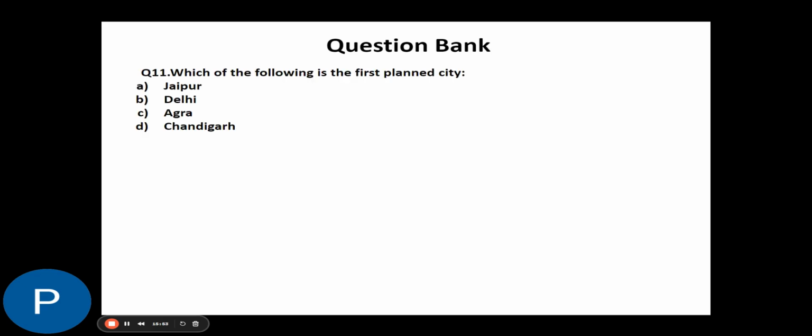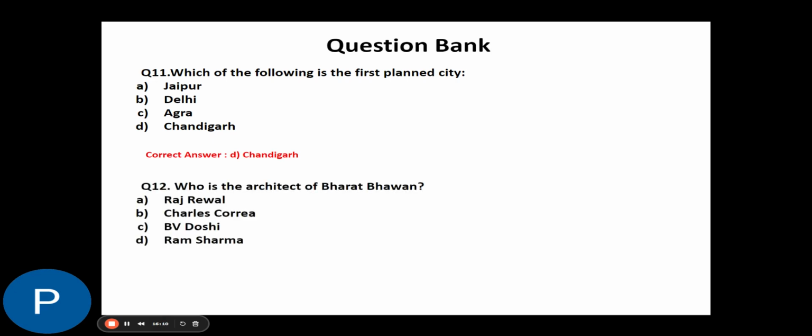Now coming to the questions. Which of the following is the first planned city? The answer for this is Chandigarh. Basically, it is the first planned city in the post-independence era. Then, who is the architect of the Bharat Bhavan? The architect for the Bharat Bhavan is Charles Correa.